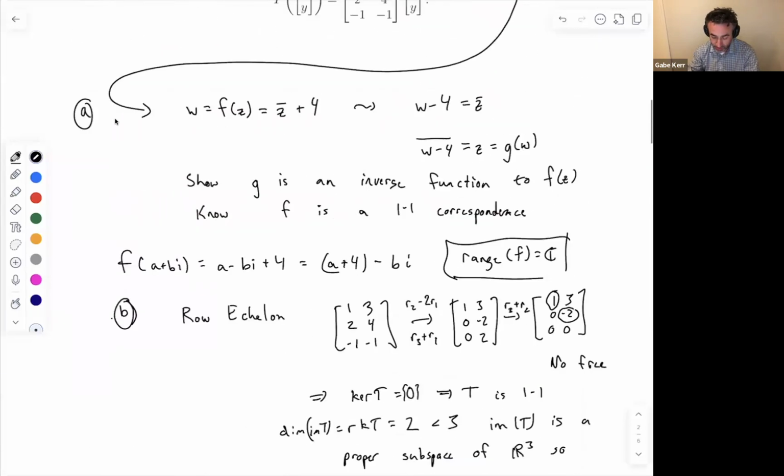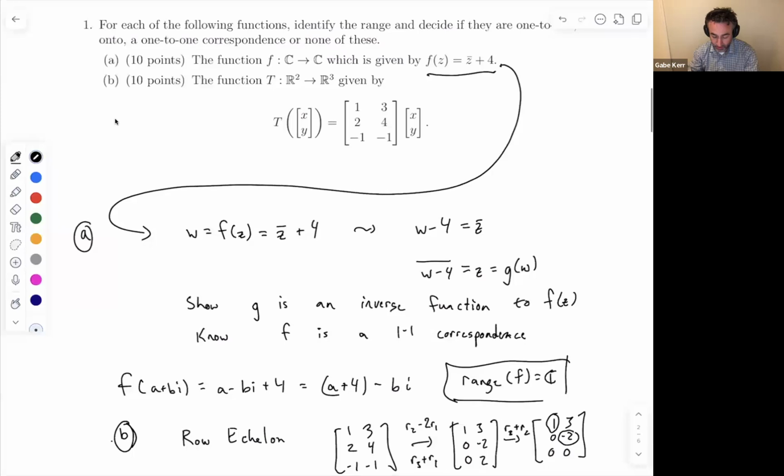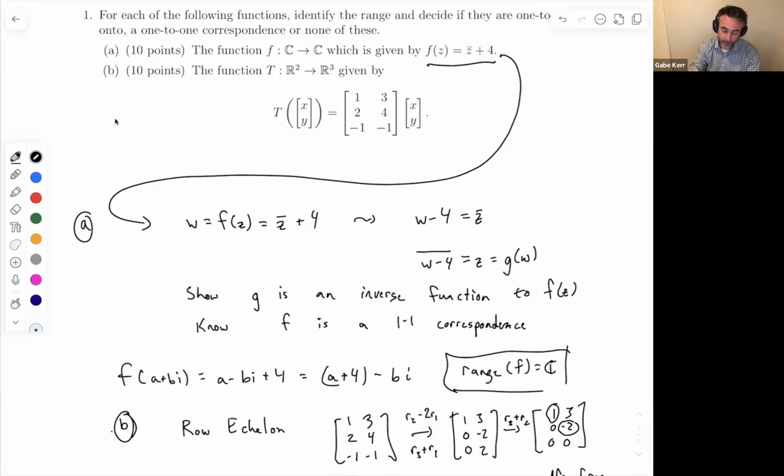All right, so that's these two. Likely you'll get one of these, which is like a multiplication by a matrix, right? And I'll ask you to tell me something about it. So you should try a few different matrices, maybe of different sizes, and try to answer this problem with different sized matrices.